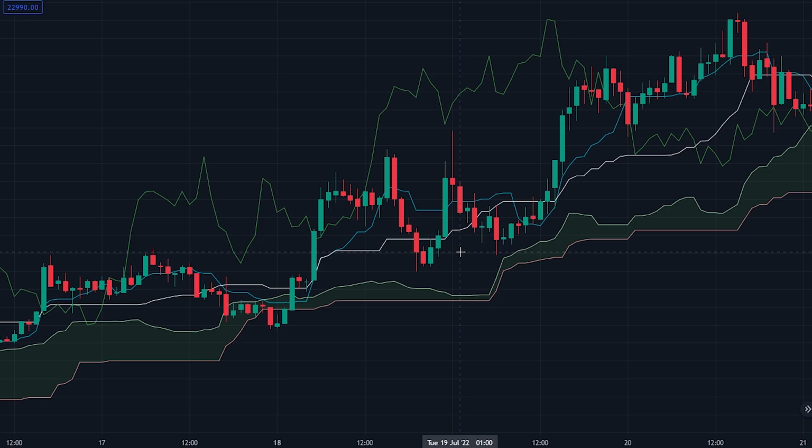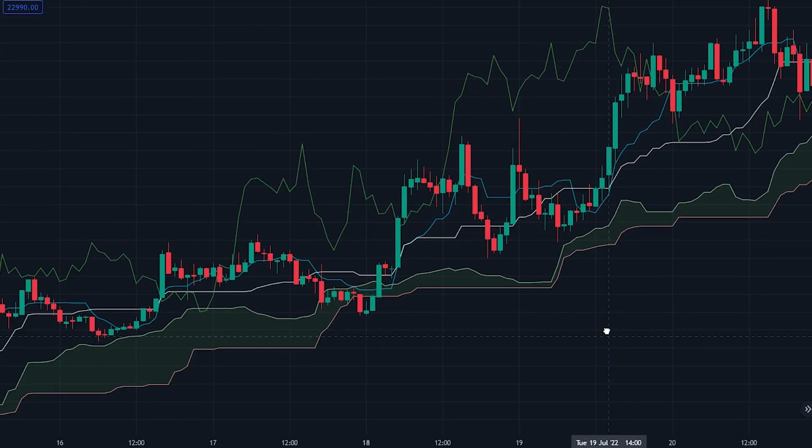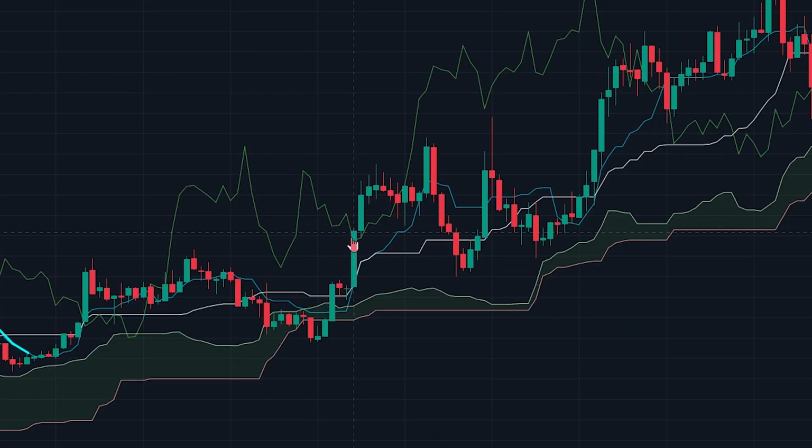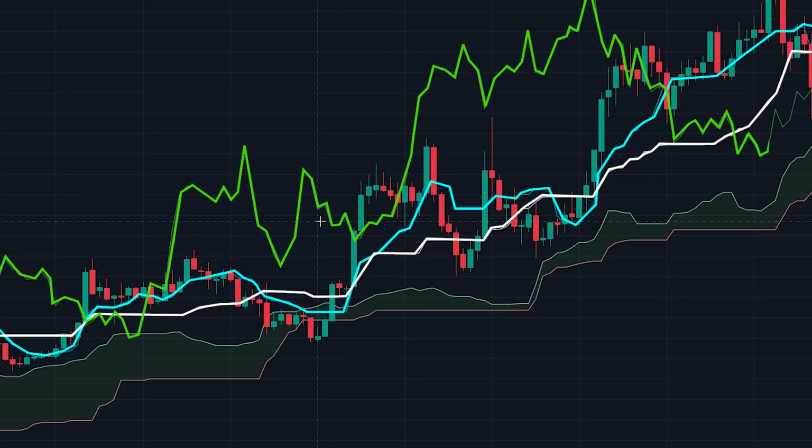The Ichimoku Cloud indicator is actually a really uncomplicated indicator if you understand its components. The components of the indicator consist of 5 lines: the conversion line, baseline, leading span A, leading span B, and lagging span.